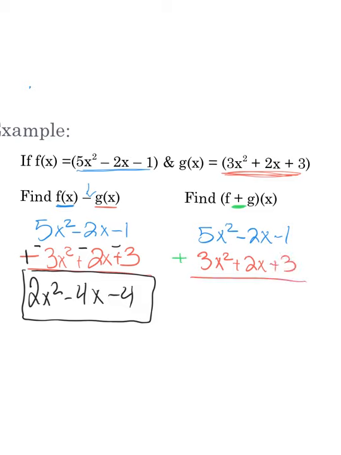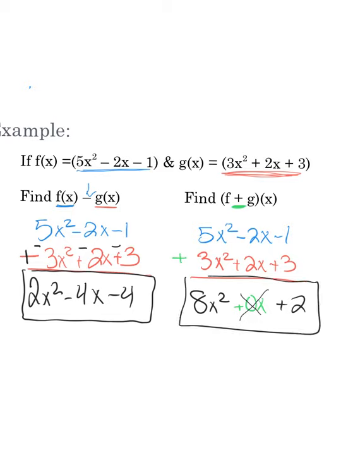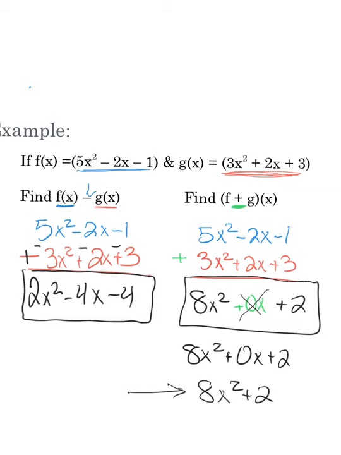I add them. 5 plus 3 is 8. Again, we only add the numbers. Negative 2 plus 2 is 0. So in this case, if you want to, you can write plus 0x. If it's a multiple choice question, this will be missing. And then negative 1 plus 3 is 2. So my answer is that. Again, if you're taking a test, I would give you credit for 8x squared plus 0x plus 2, or 8x squared plus 2. If you get to an upper level math class, they might only give you this option.